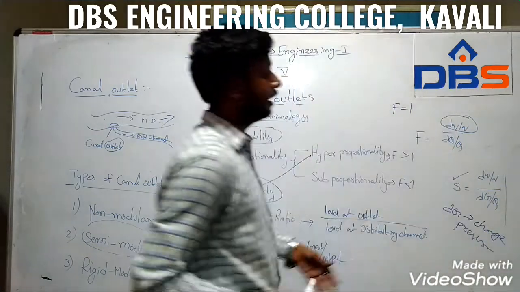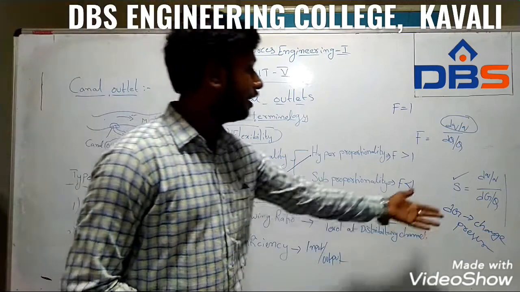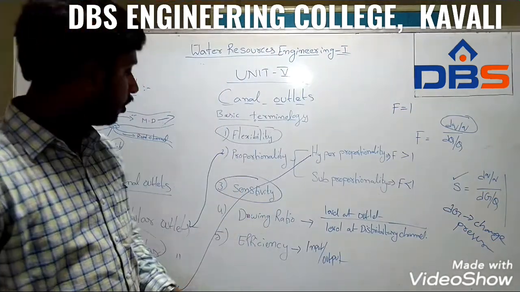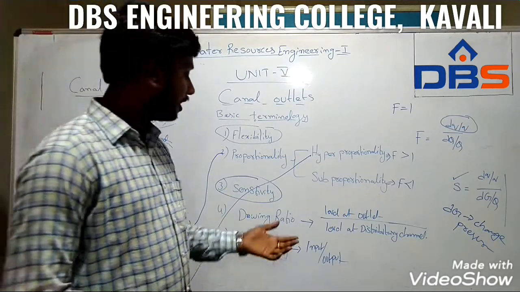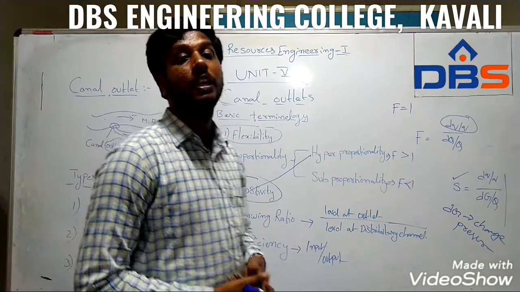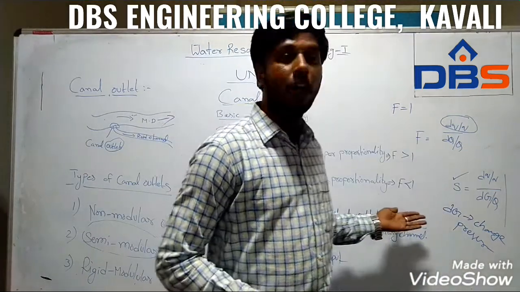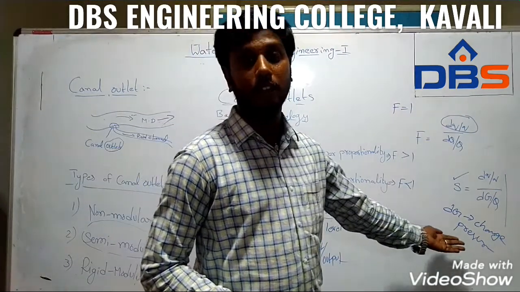Change of pressure gauge reading which we are placed at the major distributary. So that ratio we call it sensitivity. Now come to the fourth point, drawing ratio. So what is the drawing ratio? It is the ratio between the water level at the outlet and, at the same time, the water level at the major distributary.